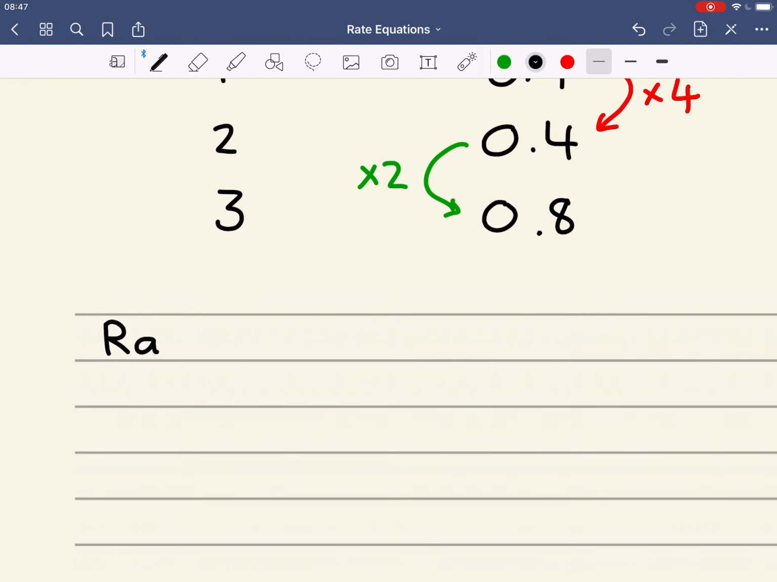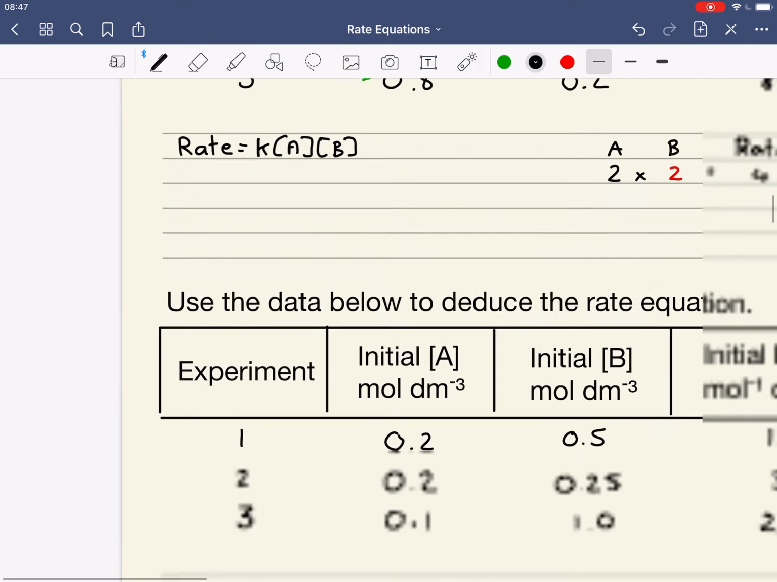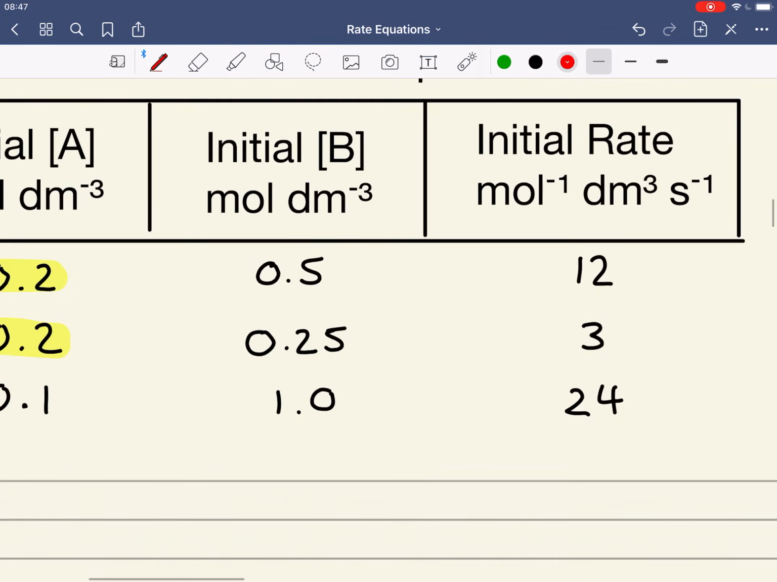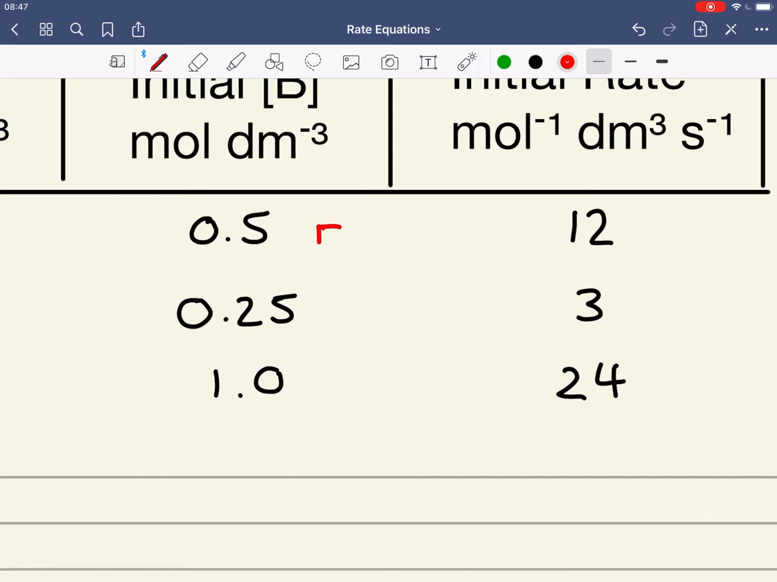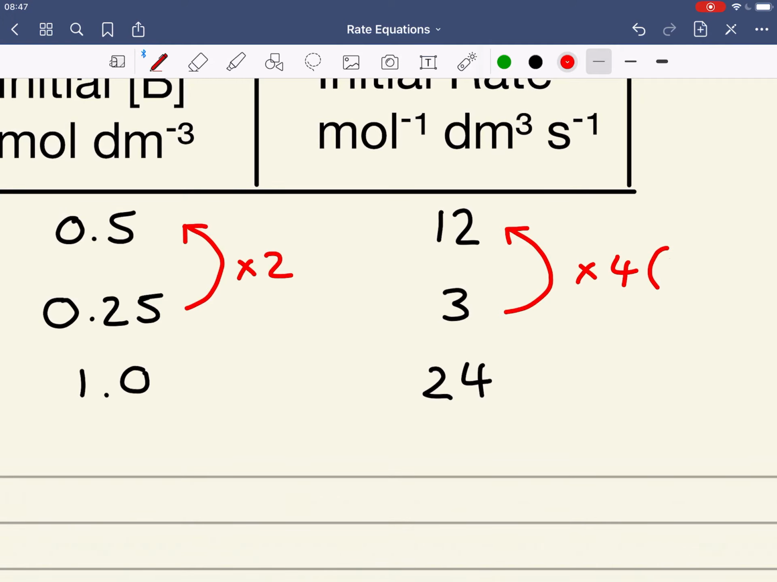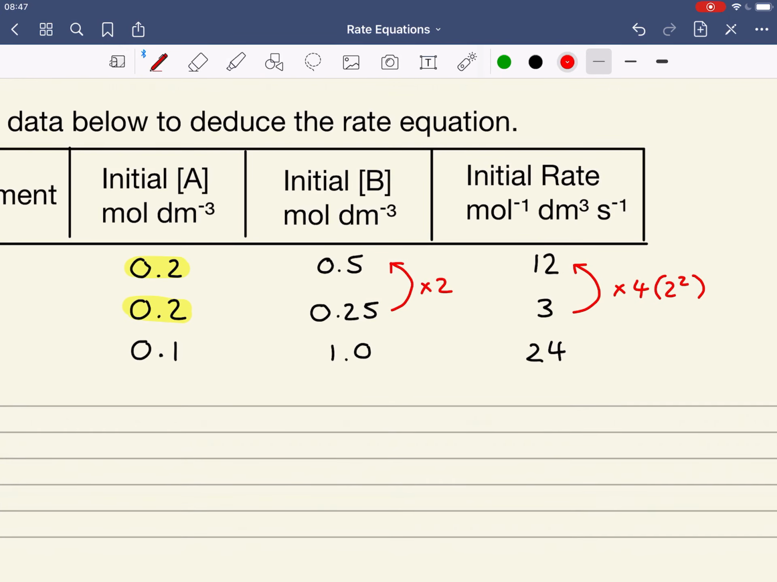And my rate equation then is rate is equal to k[A][B]. Let's have a look at my next example. Again, I can highlight these two bits of data. The concentration of A is constant. The only thing therefore affecting the rate is the change in concentration of B. And here it's increased by a factor of 2. The rate is increased by a factor of 4, which is 2 squared. So it's second order with respect to B.